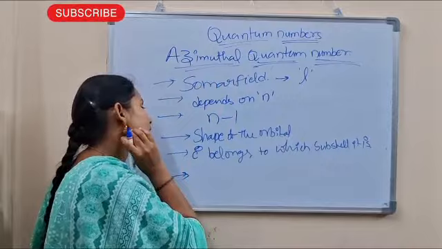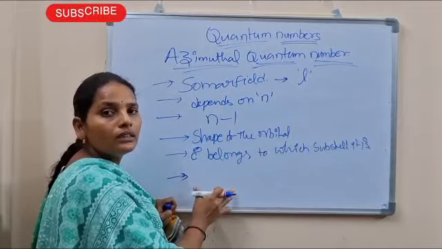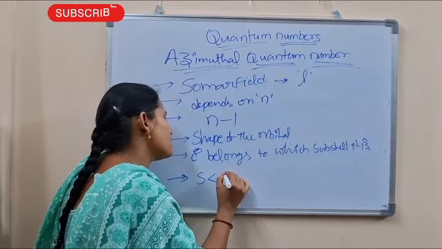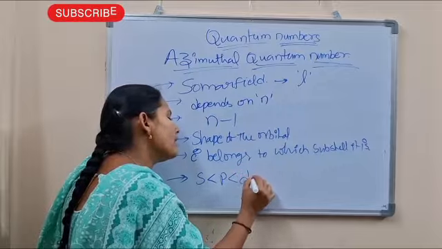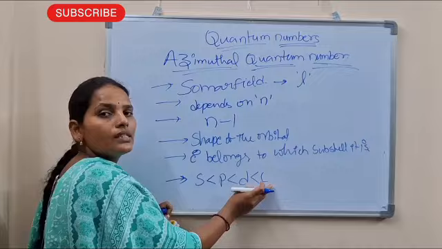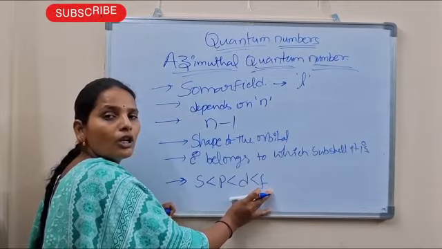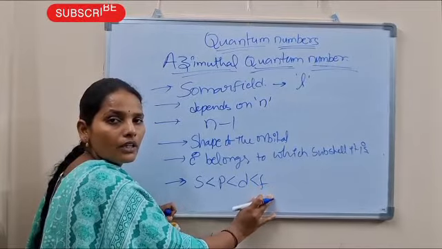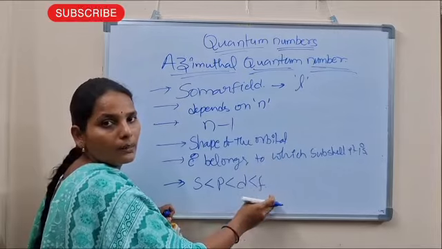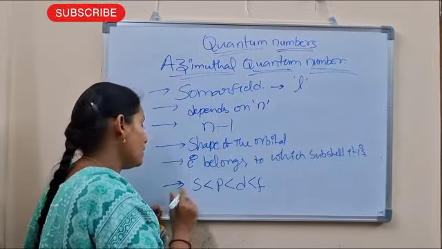Next, this depends on the principal quantum number. That's why it explains the energy order: S is less than P, P is less than D, D is less than F. Why? Because F is more energetic: as the number of subshells increases, the size and energy of the orbital increase. That is provided by the principal quantum number, which is related to the azimuthal quantum number.